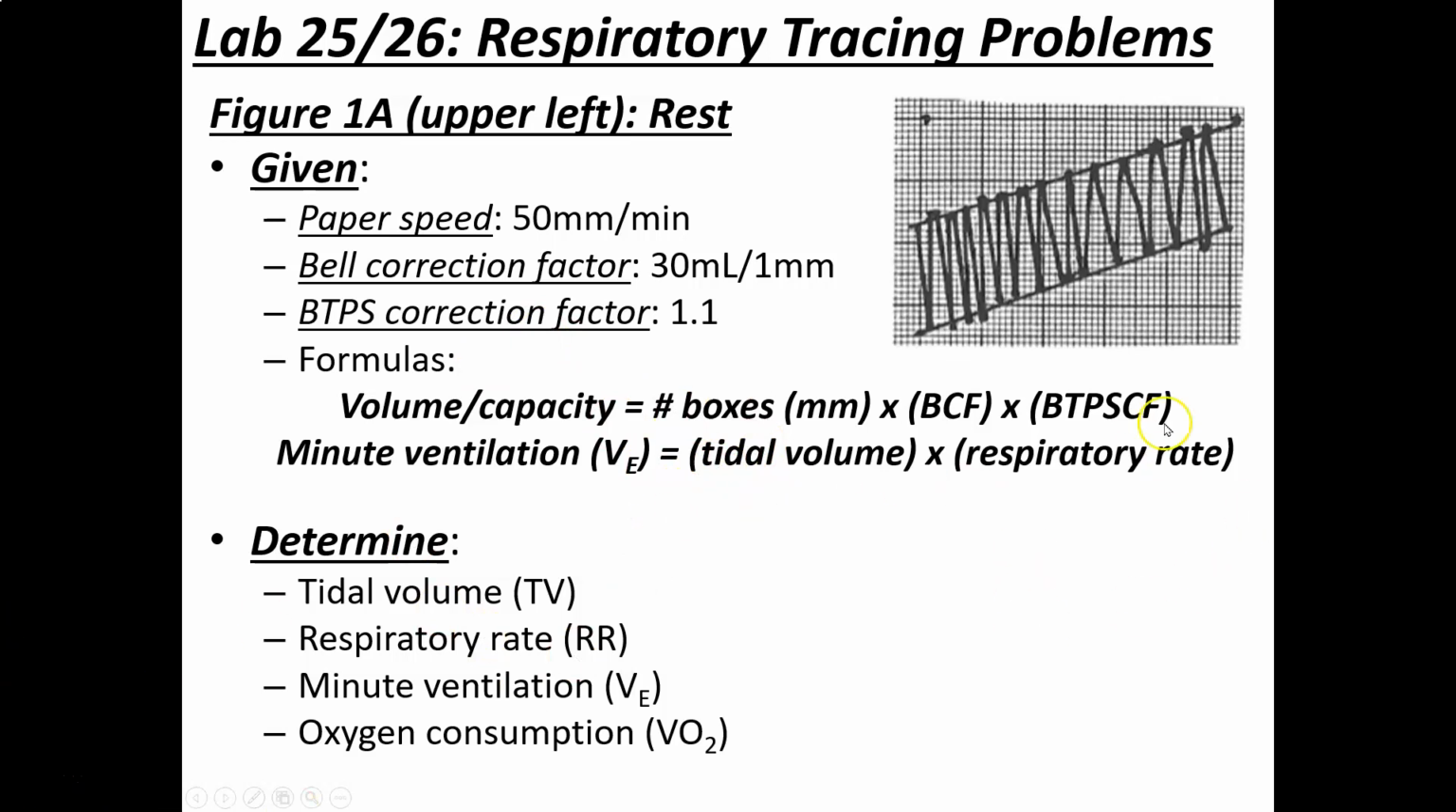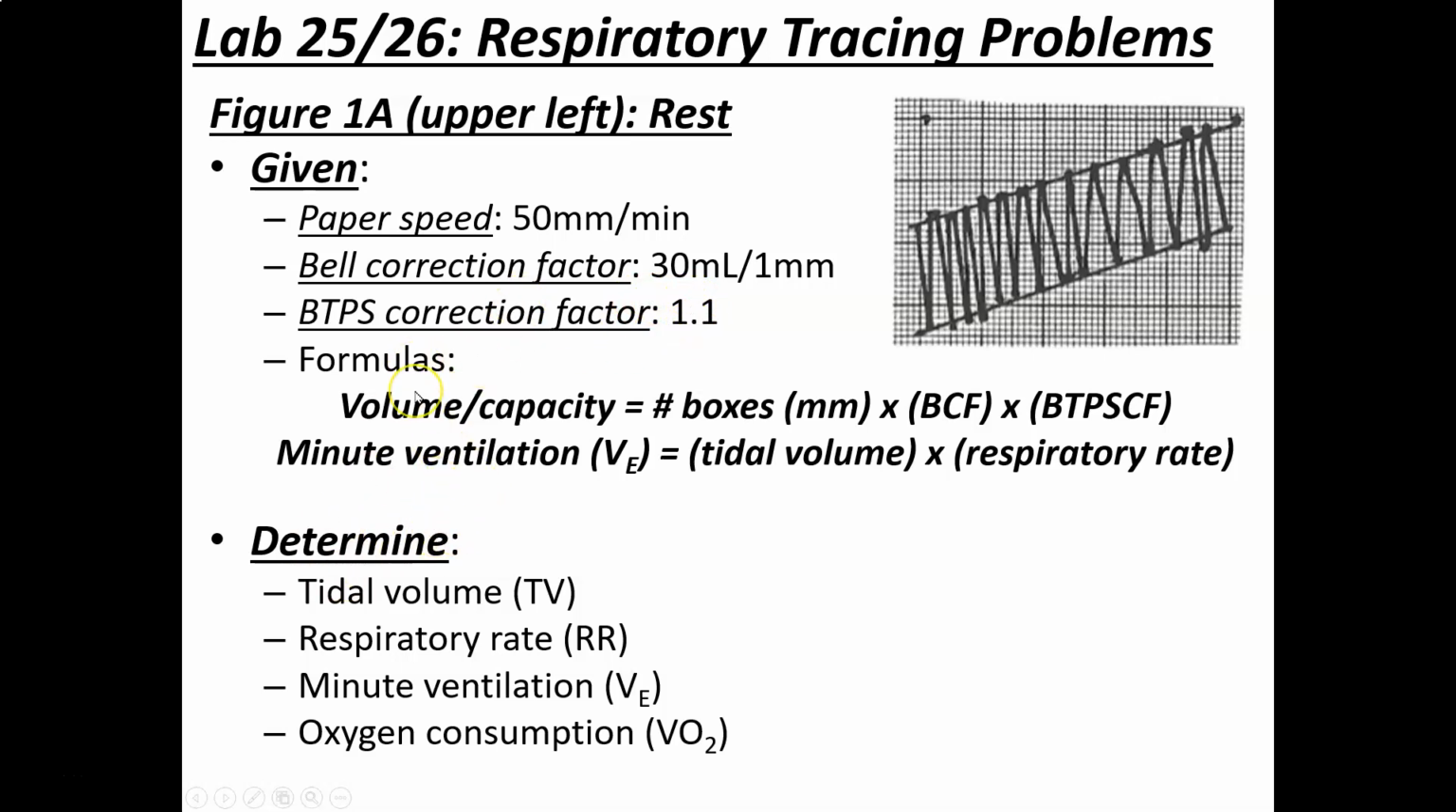We can probably much easier count these little squares now. What's given from that box, I moved down onto here. So it says the paper speed is 50 millimeters per minute. That's going to be important in a second. The bell correction factor, as always for ours, is 30 mils per 1 millimeter. That's not going to change. And the BTPS correction factor, we're going to assume is 1.1 because it's probably really close.